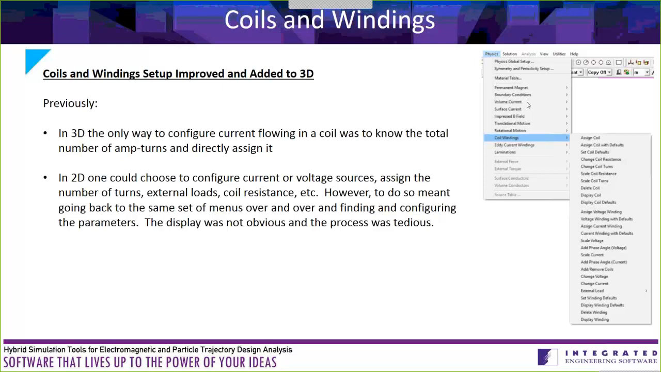But in 2D, we had a specific feature that lets you configure coils, configure resistance, turns. You could apply voltages or currents to them and configure those into windings. But as you can see, it was just a set of flyout menus. Very obscure to use, very tedious to use. You would just keep going back to the menu over and over and over, and again, error prone. You click and you maybe misclick on the wrong thing. So we wanted to get that into 3D, and we wanted to make the whole process easier.